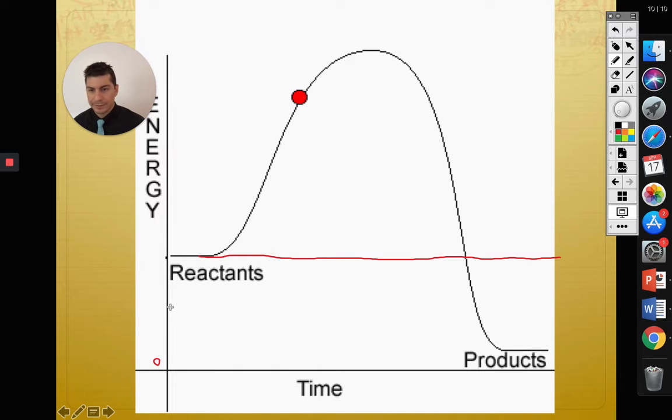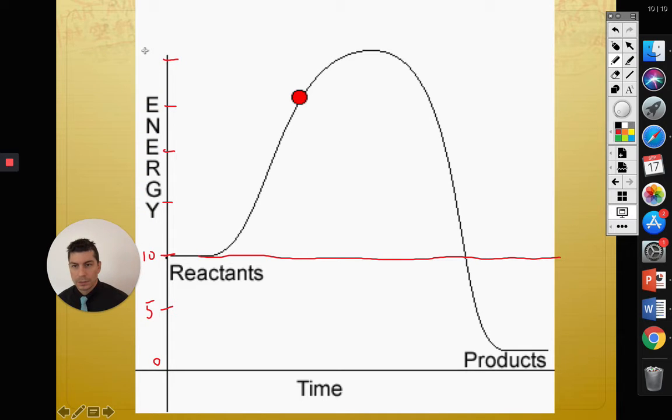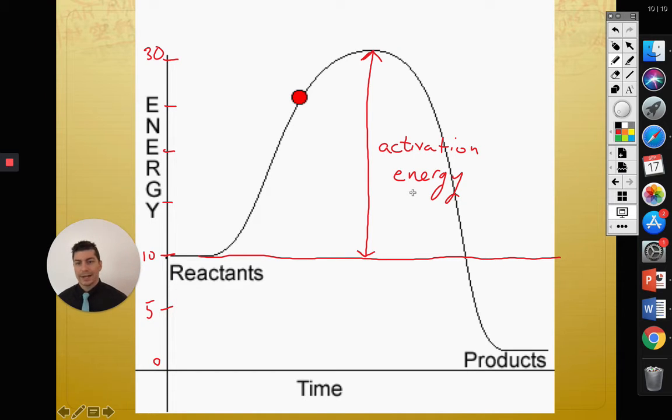We'll call this, I don't know, we'll say this is like 5. We'll say this is 10. All right, 15, 20, 25. We'll call that all the way up there like 30. Okay, good enough. So the size of our heel from here to here, that right there is our activation energy, okay? And we can calculate activation energy.